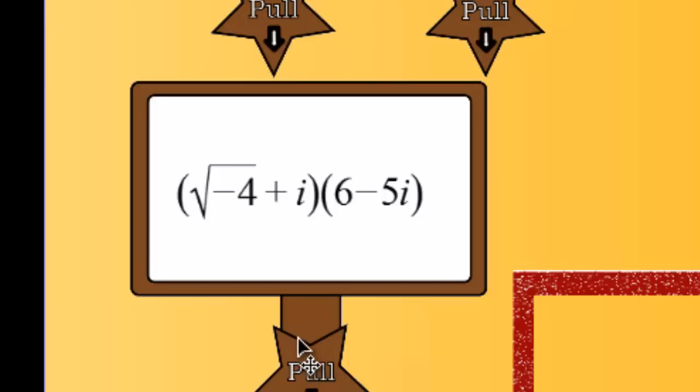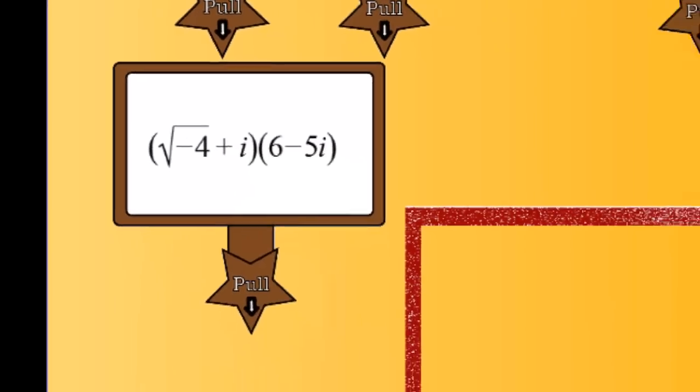Okay, it's the square root of -4 plus I times 6 minus 5I. Now again, what you don't want to do is panic. What you want to do when they get complicated like this, a good trick or tip to remember is, before I start just trying to multiply that, let me see if I can simplify this, because maybe simplifying it will make it more simple.